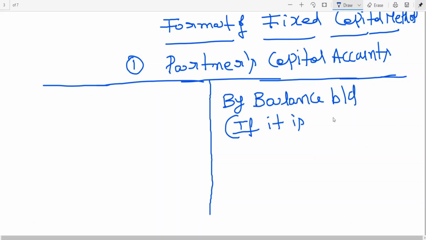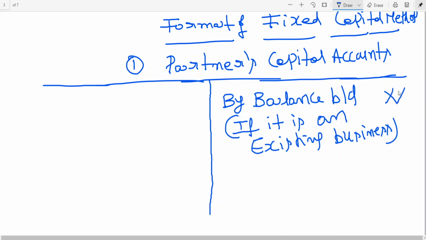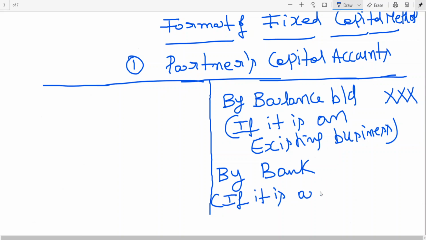If it is an existing business, you write by balance brought down, because last year's closing balance becomes the opening balance. Brought down is always opening. By bank: if it is a new business, you can write by bank or cash, whatever the case may be.